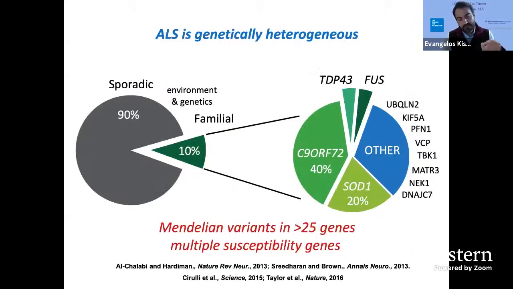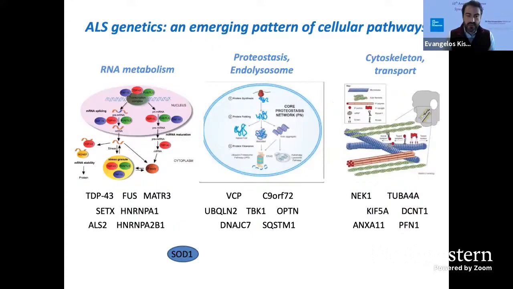Now, at face value, the fascinating observation about ALS genetics is that it appears to be quite heterogeneous. In other words, these genes encode proteins that seemingly do very, very different things. However, the discovery of more ALS genes over the last few years has really begun to illuminate an emerging pattern of cellular pathways that, when they become perturbed, can lead to motor neuron dysfunction and degeneration.